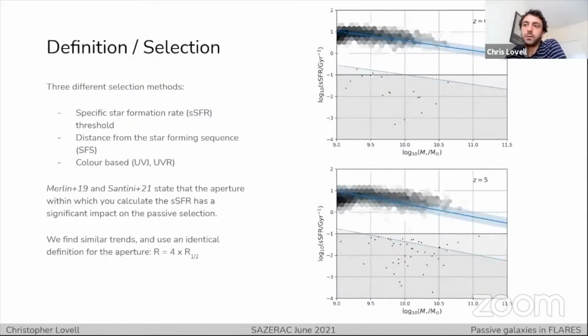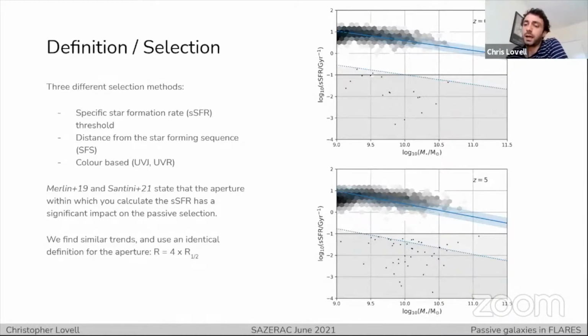So for this project, we were interested in passive galaxies. There's a number of different ways to select these, as we saw in the observational approaches. So we experimented with all 3. There's the specific star formation rate, so just a fixed threshold. You can also calculate the star forming sequence and then select some distance away from that, which is shown by the blue lines on here.